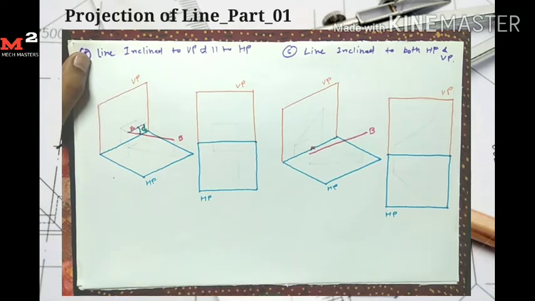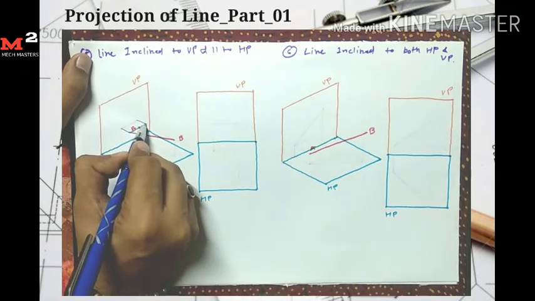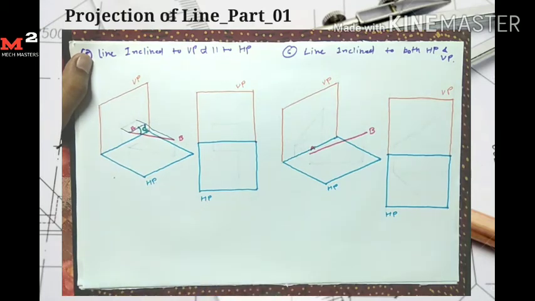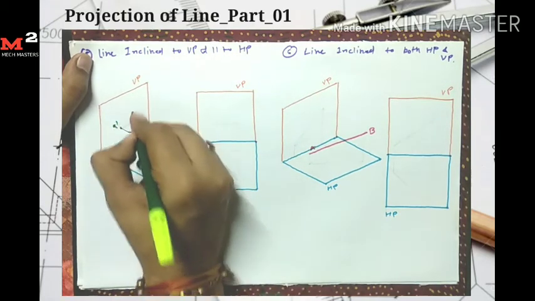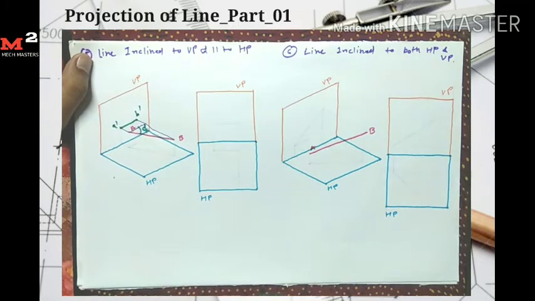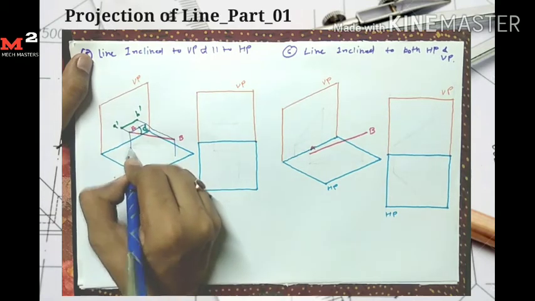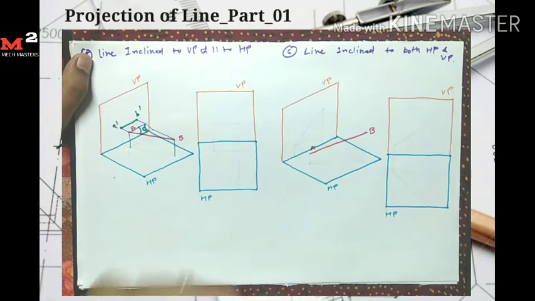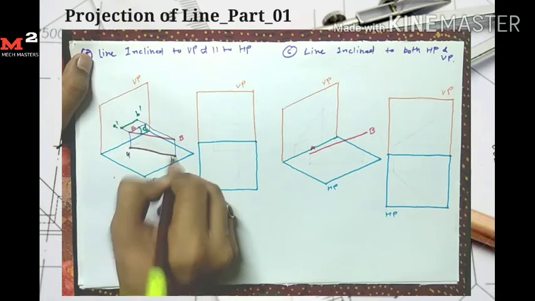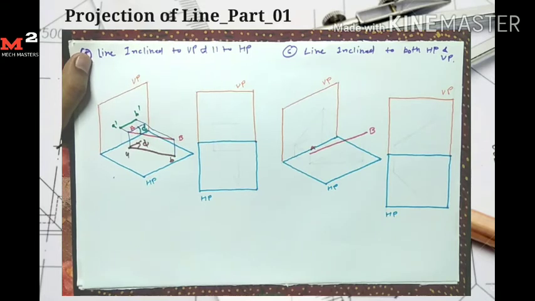For drawing its front view, I take the projection of line AB on the vertical plane here, so I get its front view, A dash here and B dash here. To get its top view, I take the projection on the horizontal plane, so I get point A here and point B here. So here I get its top view. Here this angle is phi, which the line makes with the vertical plane.